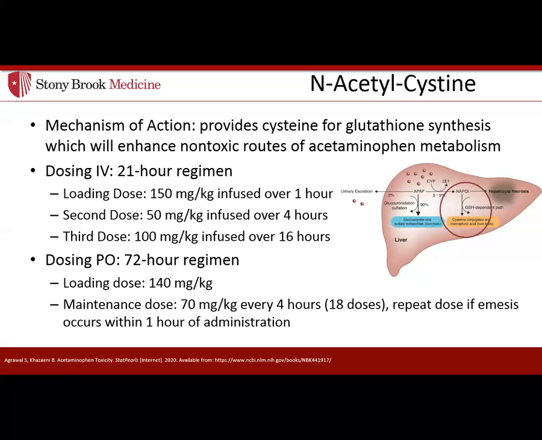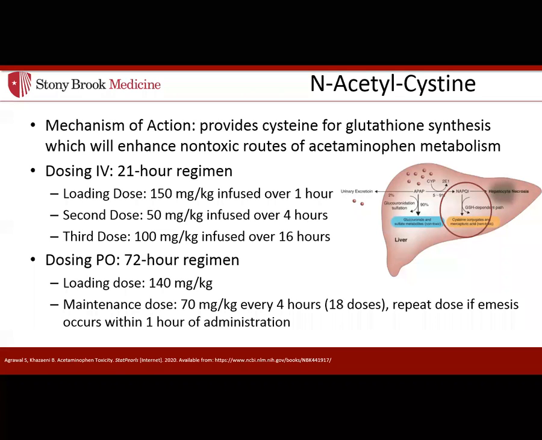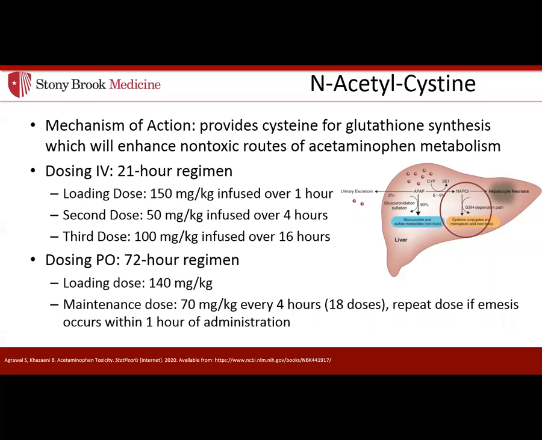And as many of us know, PO NAC has a rotten egg odor and taste, which is not surprisingly poorly tolerated by patients. So clinical studies have shown better outcomes with IV administration of N-acetylcysteine, which is not surprising. I also just want to mention that these maintenance doses can be continued after the 72 or the 21-hour regimen if a patient is still at risk for liver toxicity.